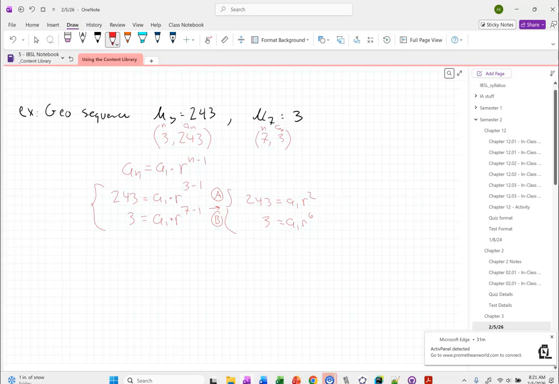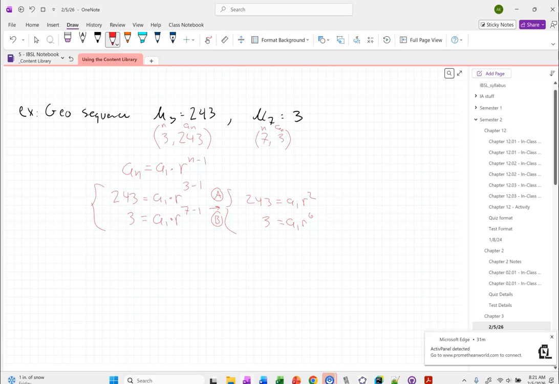Between the A1 and the r, what symbol is there? Multiplication, right? When we've done elimination before in Algebra 2 or pre-calculus, the variables were always being added or subtracted, right? So when you did elimination, you added the two equations together to cancel the variables. Here, though, because the variables are being multiplied, we're going to divide the equations in order to cancel the variables.